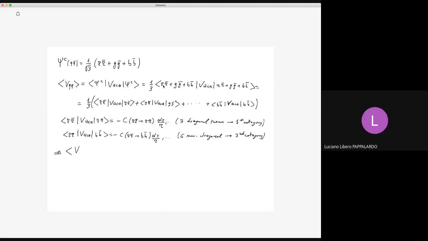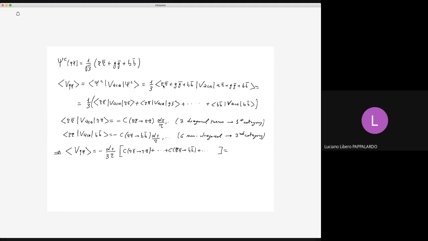So the expectation value of VQ bar will be minus alpha S divided by 3R. And then we have the color factor for red anti-red into red anti-red, plus etc. Plus, for instance, the color factor of red anti-red, this we don't have here, into blue anti-blue, etc. All 9 terms here. Okay. Now we can replace.